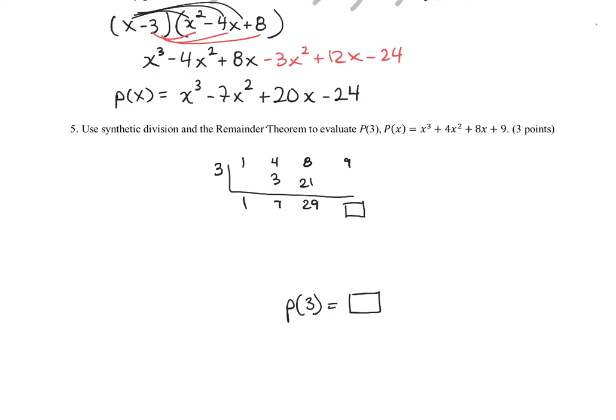And let's see, 3 times 20... that's 87. 87 plus 9 is 96. So P of 3 is equal to 96. You would need to show that statement here in order to receive full credit, because the end result of this problem is not just to use synthetic division and remainder theorem, it's to use that to show the value of the function when x is equal to 3. So you would need to show that statement right there.